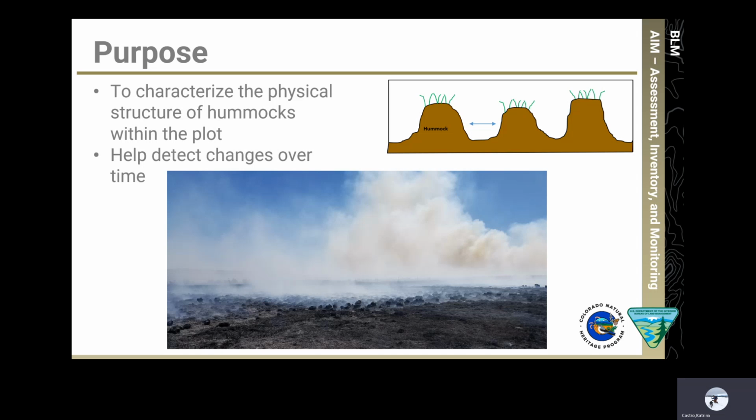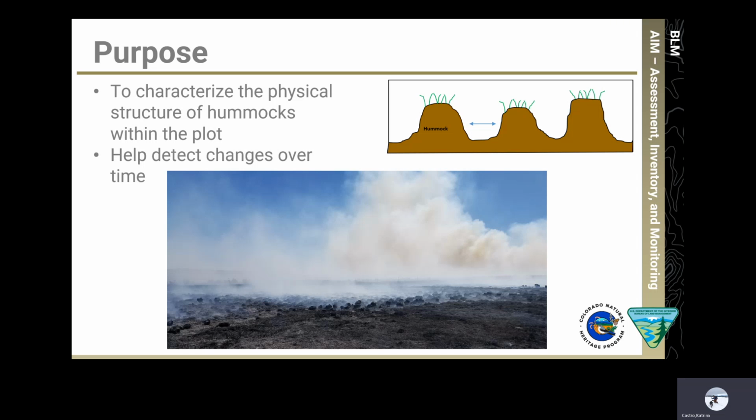For the purposes of the lent-to-game protocol, data collection on hummocks is intended to characterize the physical structure of hummocks within the plot and to help detect changes due to livestock use, erosion, hydrologic modification, and changes in the biotic community over time. Hummock data can be used to help determine the overall condition of a wetland area.